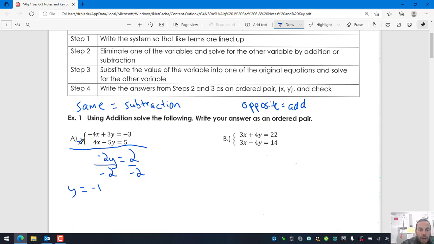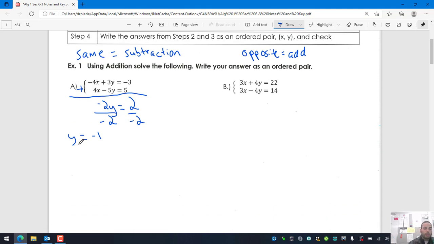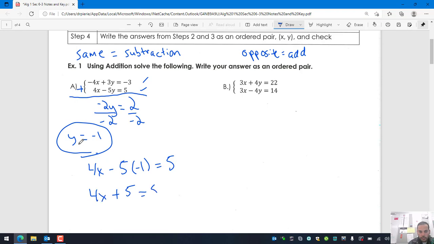So I've solved for y, and now I have enough information to plug this value back into either one of my equations, either the first or the second, and solve for x. You just pick which equation you like better. I like the second one a little bit better, so I'll plug in -1 for y. I'm going to still have 4x. I'm still going to have a -5, but instead of writing y, I'm going to plug in -1, is equal to 5. So simplify this a little bit. 5 times -1 is -5, minus -5 becomes +5. I've got 4x plus 5 is equal to 5.